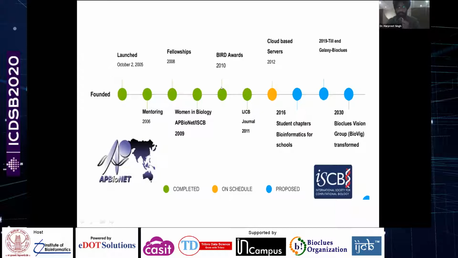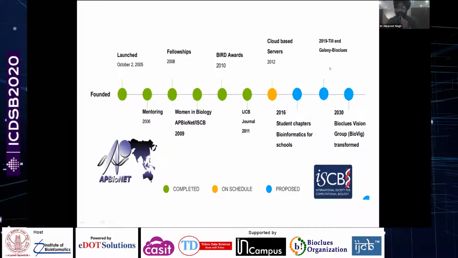In 2010, we introduced the BioWords. I will let you know what the BioWords are. In 2011, we launched our own international journal for computational biology. In 2012, we launched our own cloud-based servers so that different datasets and servers developed by BioClues' research and innovation cell can be put there for use by the general public. From 2016 onwards, we started introducing student chapters, and we also initiated bioinformatics for school children, because we thought that the grassroots level, the school level, is an ideal time for students to engage in science.